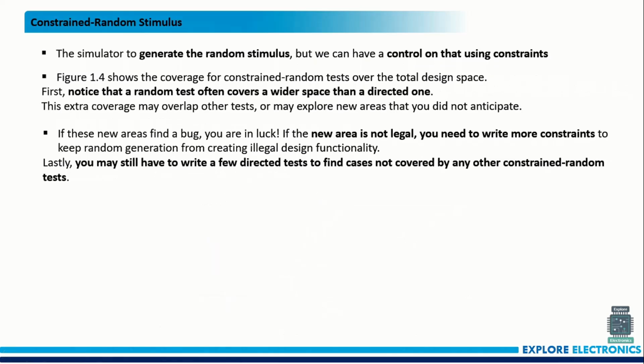Then we need to understand what constraint random stimulus is. As I said, we need to understand random stimulus first. Random stimulus is giving random values to the design by generating random values in our test bench. Constraints means putting a condition on the random generator. The simulator is going to generate the random stimulus, but we can have control over it using constraints.